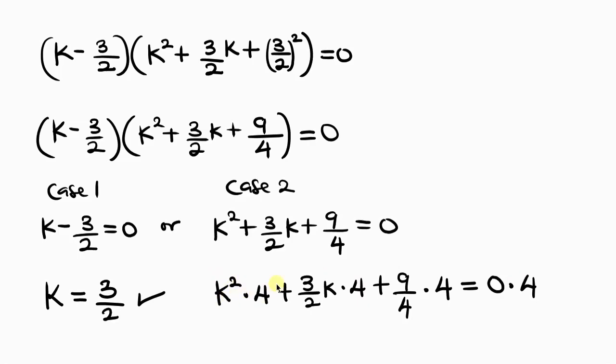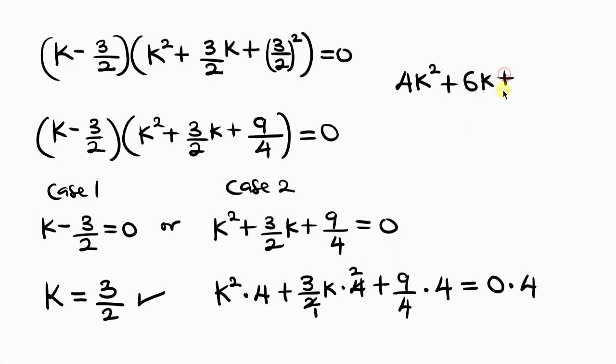So k squared times 4 gives 4k squared plus 3 over 2k times 4. You see that 2 divided by 2 is 1. 4 divided by 2 is 2. So 3k times 2 gives 6k.